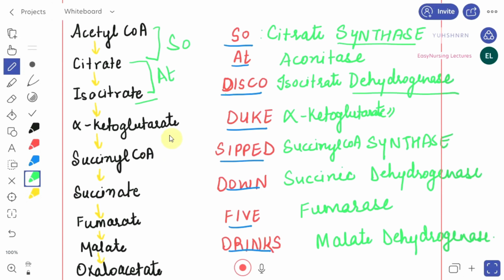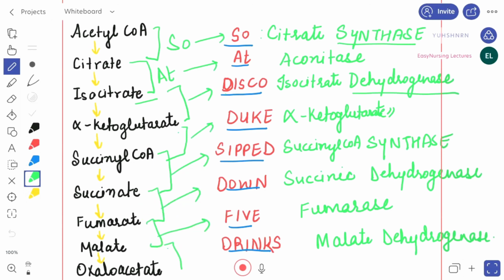Okay, now these are the enzymes that are involved in the Krebs cycle. So this will make it very easy for you to learn. Always remember, from S there will be synthase, and from D there will always be dehydrogenase. You just have to write the names according to the flowchart. Okay, so you can relate it from here.